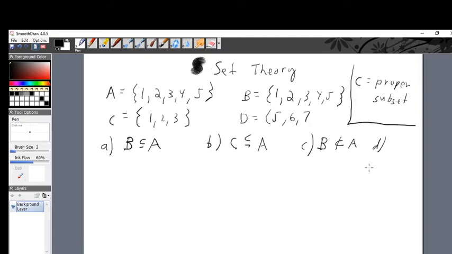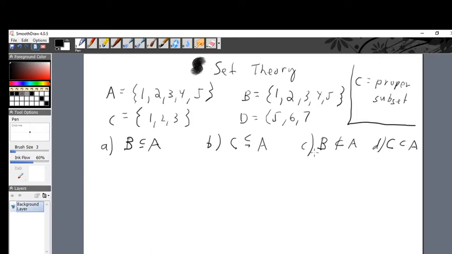Now the information piece D is that C is a proper subset of A. Now I can explain the difference. Why is C a proper subset of A? Because all members of C are contained in A, but C is not equal to A. That's the main thing. That's why C is called a proper subset of A.